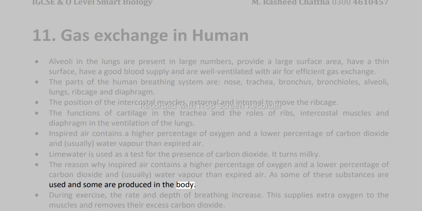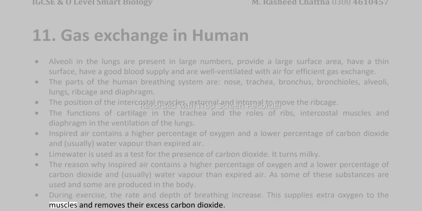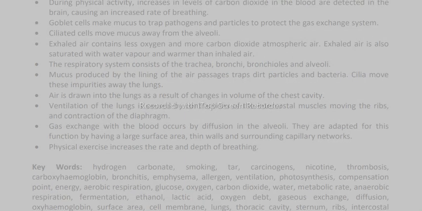During exercise, the rate of breathing increases. This supplies extra oxygen to the muscles and removes their excess carbon dioxide. During physical activity, increases in levels of carbon dioxide in the blood are detected in the brain, causing an increased rate of breathing. Goblet cells make mucus to trap pathogens and particles to protect the gas exchange system.